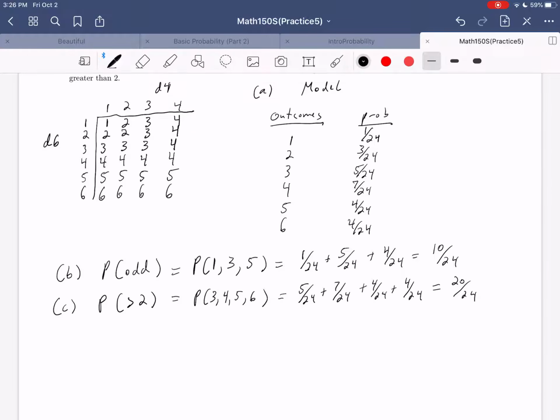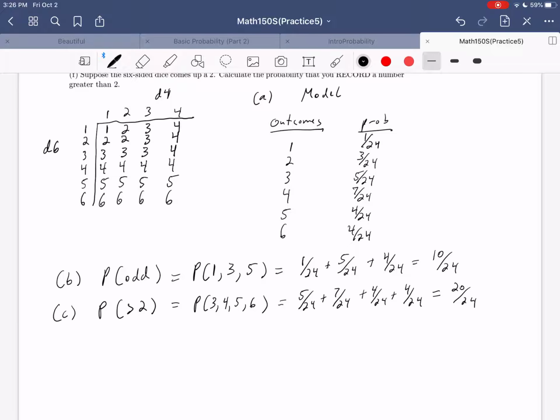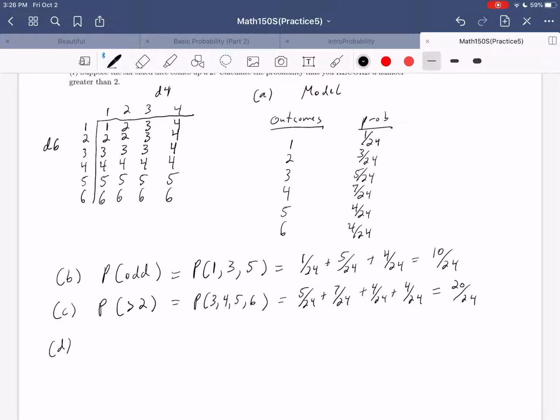Okay, what else did we want to do? We wanted to get the probability you record an odd number and a number greater than 2. So we want to try to put these events together and see when that can happen. So odd and greater than 2. Remember, this "and" means it has to have both these traits. So it has to be odd, so 1, 3, or 5. And it has to be greater than 2, so 3, 4, 5, and 6.